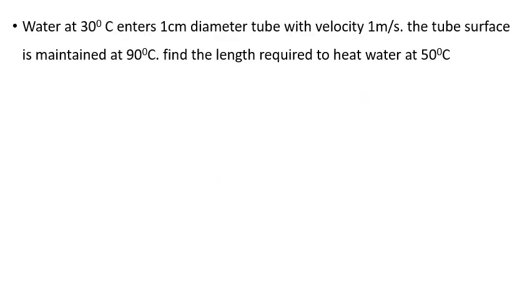The next numerical is: water at 30 degrees centigrade enters a 1 centimeter diameter tube with a velocity of 1 meter per second. The tube surface is maintained at 90 degrees centigrade. Find the tube length required to heat the water to 50 degrees centigrade. In this problem, like the earlier one, the properties are not given. We are supposed to find out the properties.